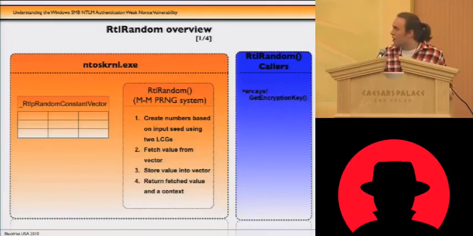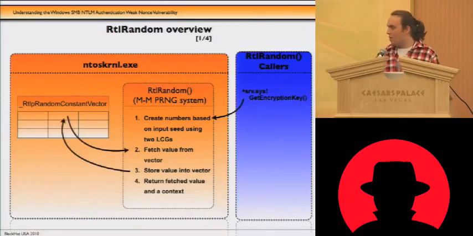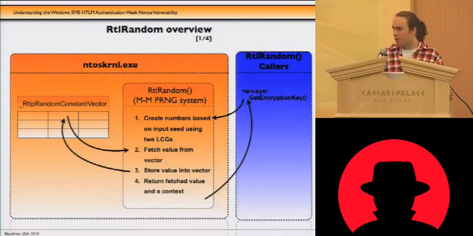I will explain the Rtl Random function in detail. First, the Rtl Random function is a PRNG, which appears to be a Maclaurin-Marsaglia system that I will explain later, which uses 2 LCGs that I will also explain later. First, we create numbers using 2 LCGs as an M&M system. We fetch a value from an internal vector, which is related to the M&M system. We store a value into that vector, and we return the previously fetched value and a context to its caller.